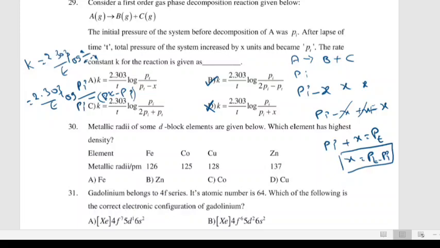Which of the following is the correct electronic configuration of gadolinium? See, this is a factual question. And if you look at this particular Xe 4f7 5d1 6s2, this is the anomalous configuration of gadolinium, where it gets a half-filled f subshell, right? Next one.